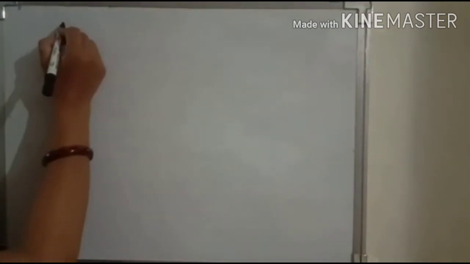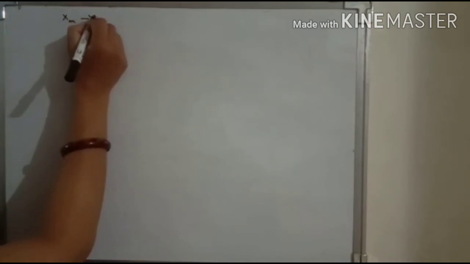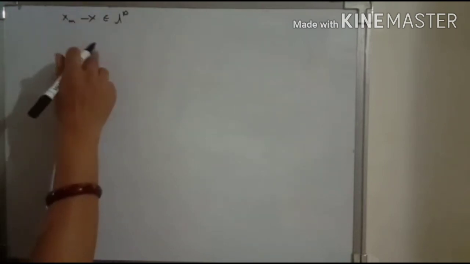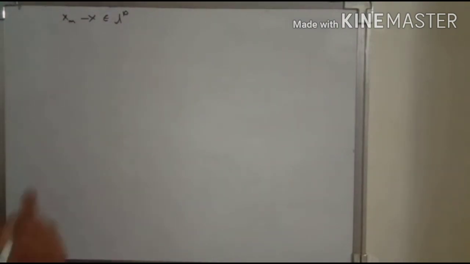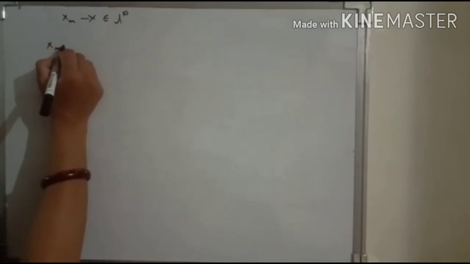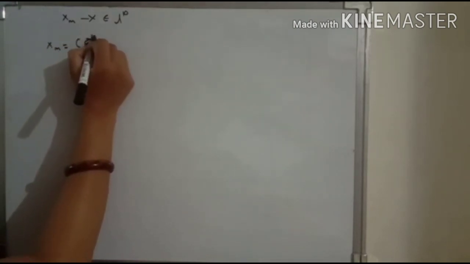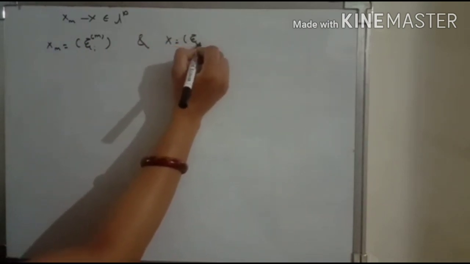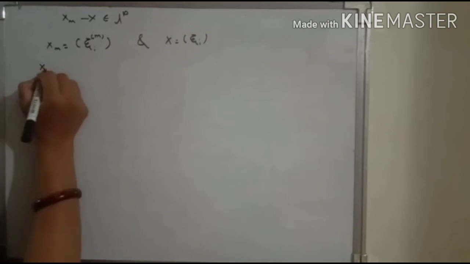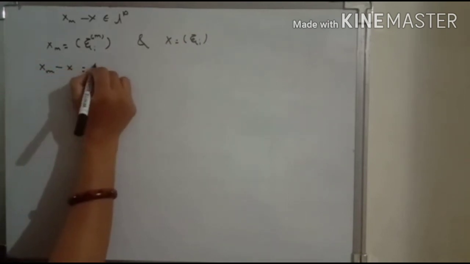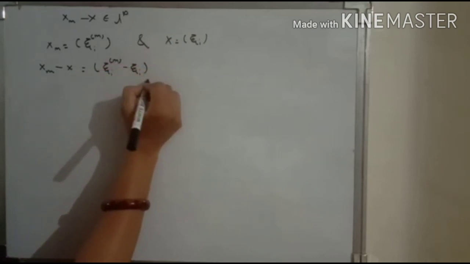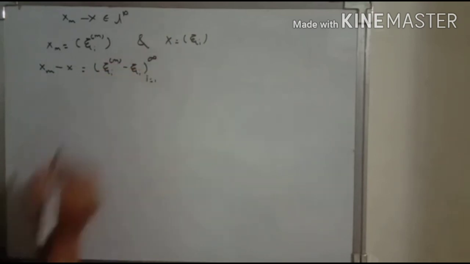Now to show that x belongs to LP, firstly we show that xm minus x belongs to LP, and by using this we prove that x belongs to LP. As here xm be the sequence xi I m and x be the sequence xi I. Therefore, xm minus x, that is the sequence xi I m minus xi I, is from 1 to infinity.